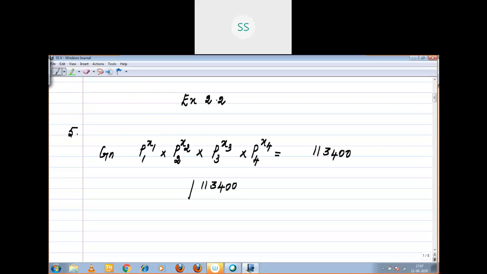113,400, normal prime factorization. The number ends with 0, so divide by 2. 2 5s are 10, remaining 1, 13. 2 6s are 12, remaining 1, 14. 2 7s are 14, remaining 0, 0. Again divide by 2. 2 2s are 4, 2 8s are 16, 2 3s are 6, remaining 1, 10. 2 5s are 10, remaining 0. Again divide by 2. 2 1s are 2, 2 4s are 8, again 2 1s are 2. Here it is 15, 7s are, then 5s are.